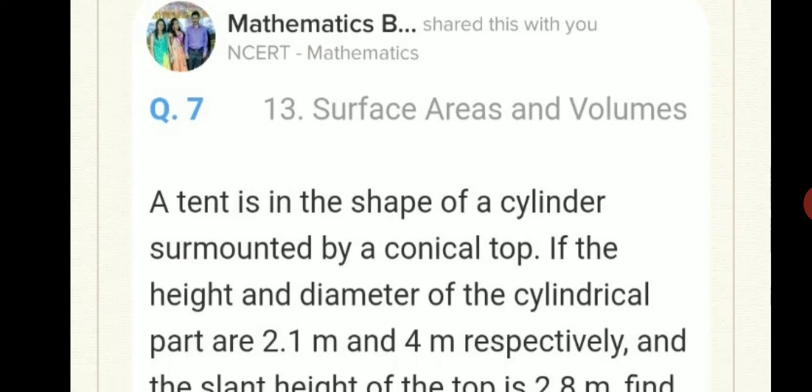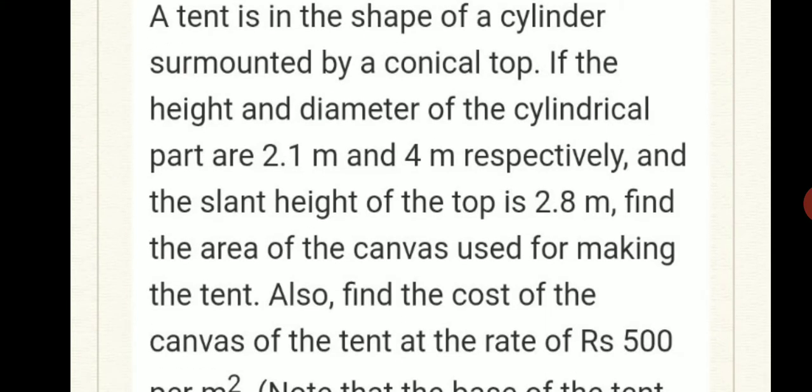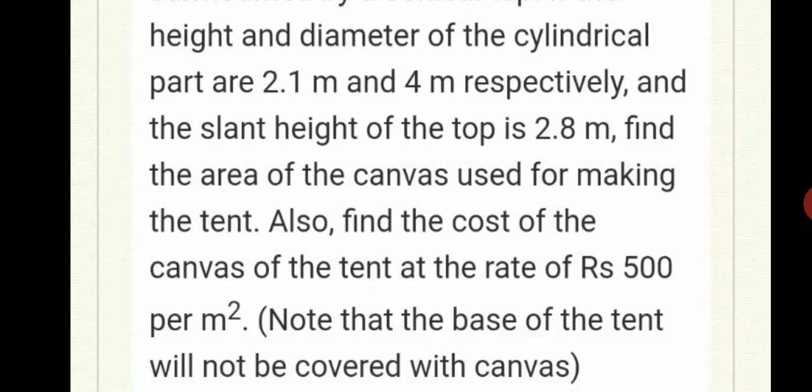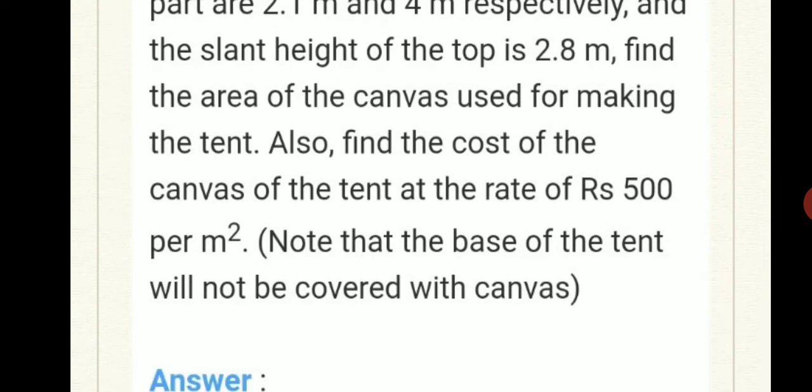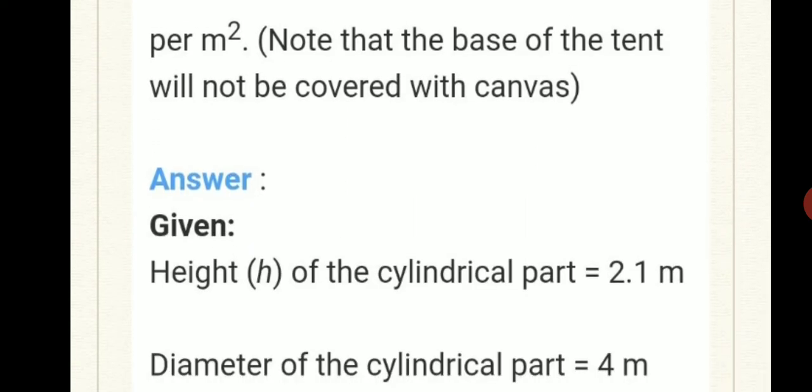Question number 7. A tent is in the shape of a cylinder surmounted by a conical top. If the height and diameter of the cylindrical part are 2.1 meter and 4 meter respectively, and slant height of the top is 2.8 meter, find the area of the canvas used for making the tent. Also find the cost of the canvas of the tent at the rate of rupees 500 per meter square. Note that the base of the tent will not be covered with canvas.